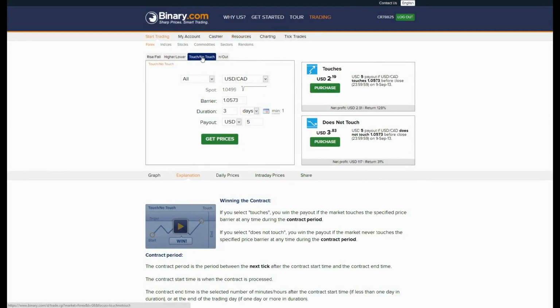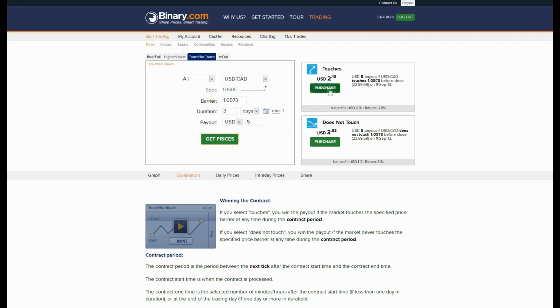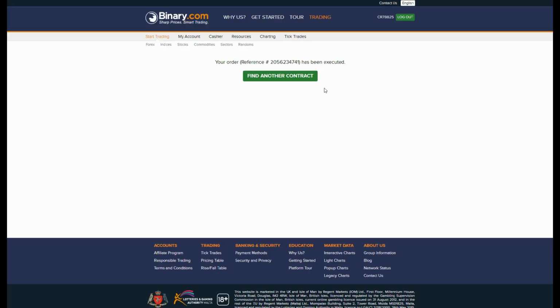Let's take the example of the USD CAD market. We choose a duration of 3 days and enter a barrier amount. We enter the amount we hope to win, and we hope that this market will touch the selected barrier, so we purchase touches at the purchase price shown. If the market price touches our barrier at any time before the end of the contract, we will win.